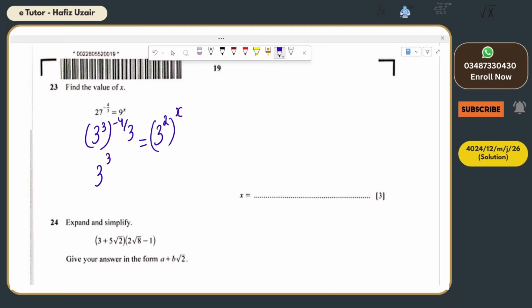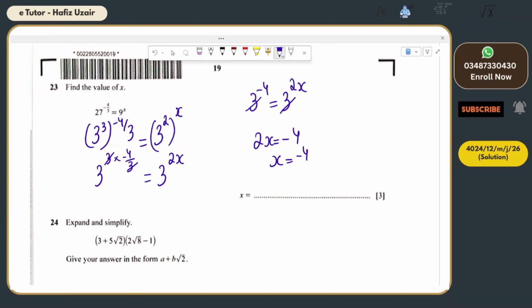So this will become 3 multiplied by minus 4 over 3, and this 3 and 3 will get cancelled, and here we have 3 power 2x. So now we get 3 power minus 4 is equal to 3 power 2x. Now bases are the same, so 2x will be equal to minus 4, and x will be equal to minus 4 over 2, and that will actually produce x is equal to minus 2.